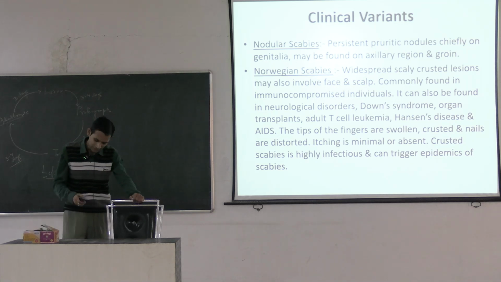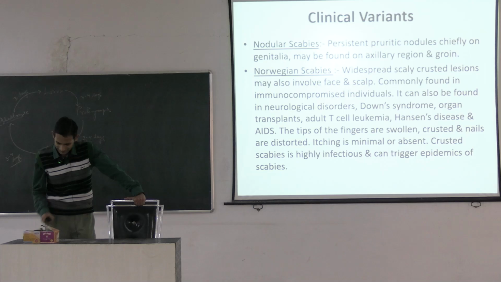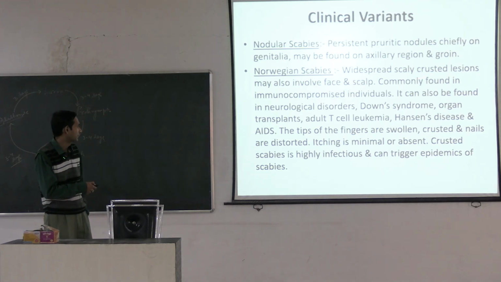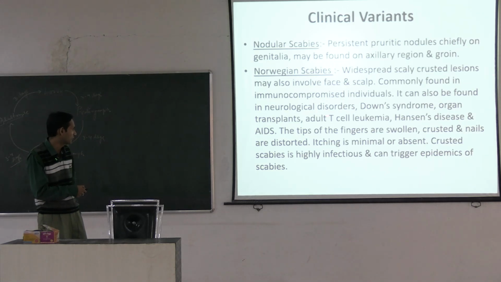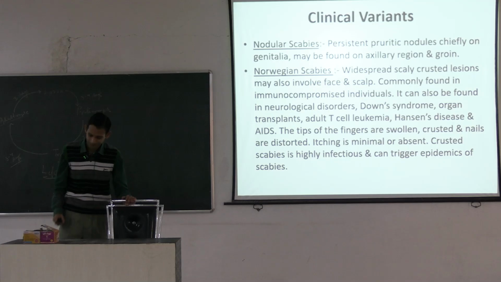So, crusted scabies is mostly found in the immunocompromised person and the persons with neurological disease. This is a very important aspect. A widespread crusted lesion mainly involving the face and scalp can also be found in the immunocompromised person, the neurological disorder I already told, and in those cases you will get the crusted scabies.